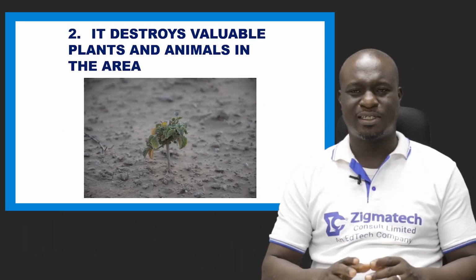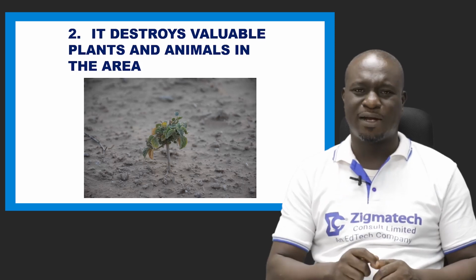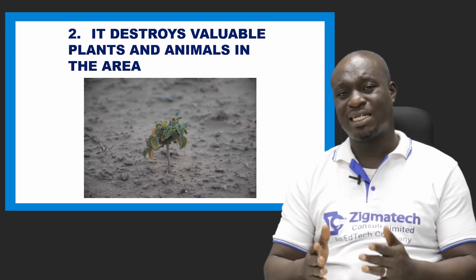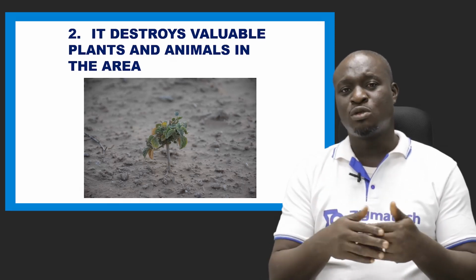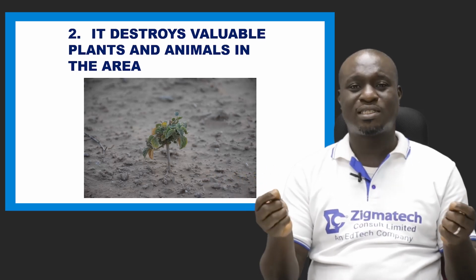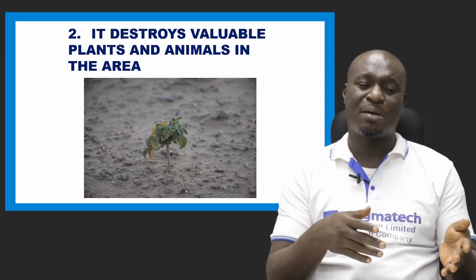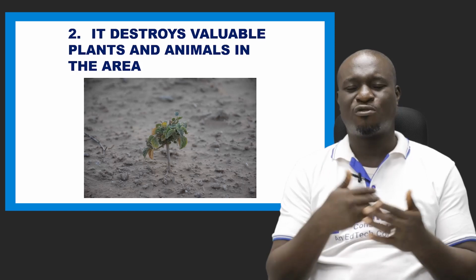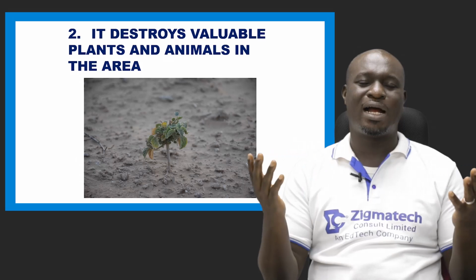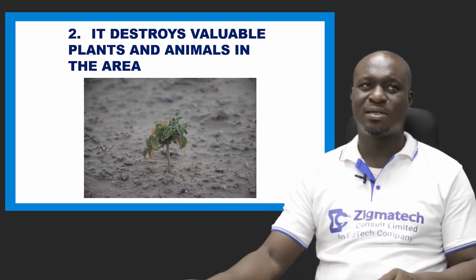Number two effect is that it destroys valuable plants and animals in the area. So if you have a valuable plant that is actually growing in that time, you have now allowed it to remain fallow, of course, and then weeds and grasses will start competing for space and nutrients with that particular plant, which might lead to the death of that particular plant. So leaving it also helps to destroy valuable plants in that area.